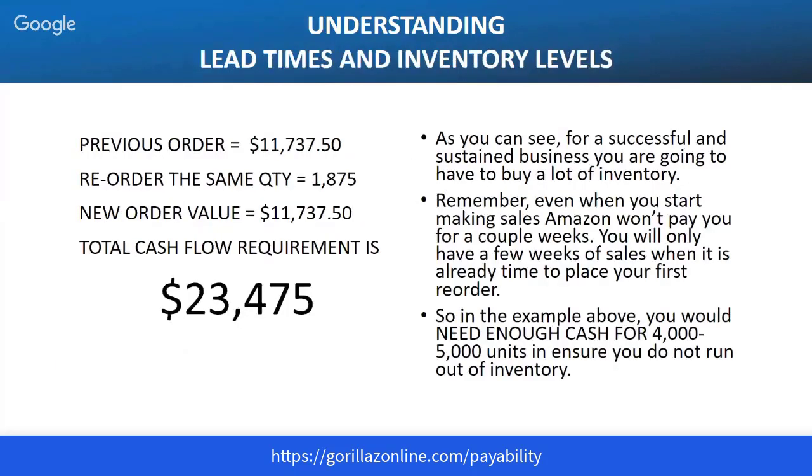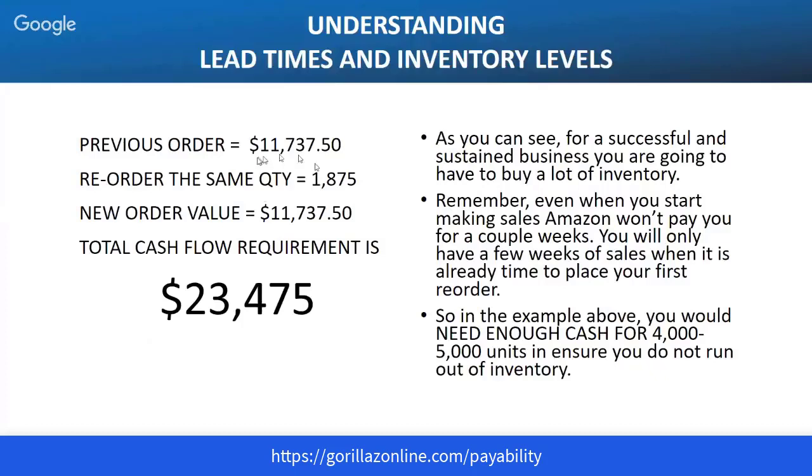Okay, so let's have a look. Previous order was 11,737.5. Reorder the same quantity as 1,875 units. So the new order, obviously, will be the same. So it's 11,737. Total cash flow required is 23,475.